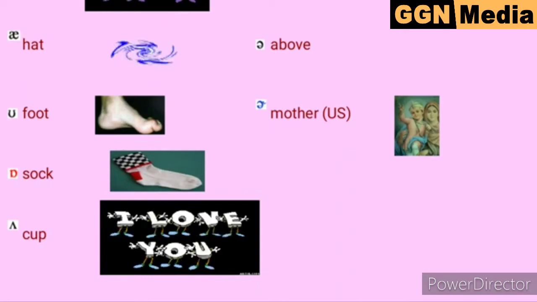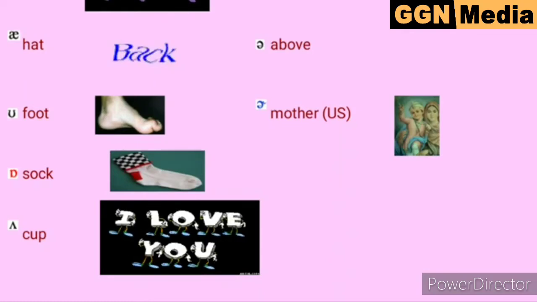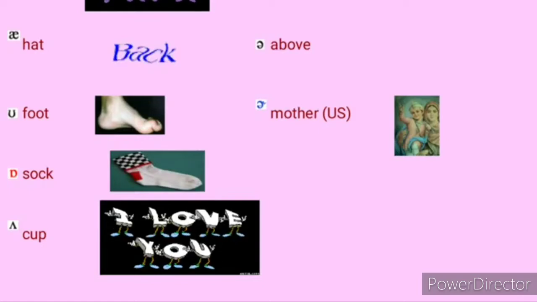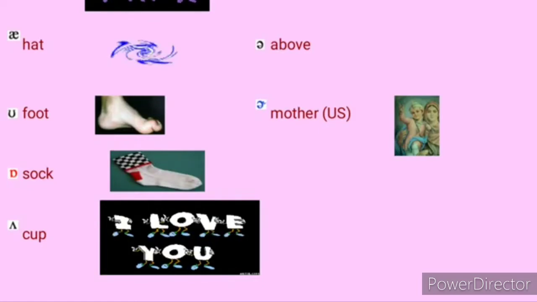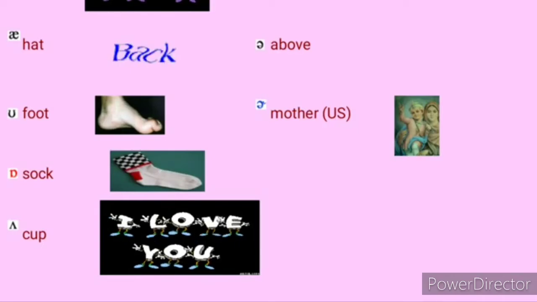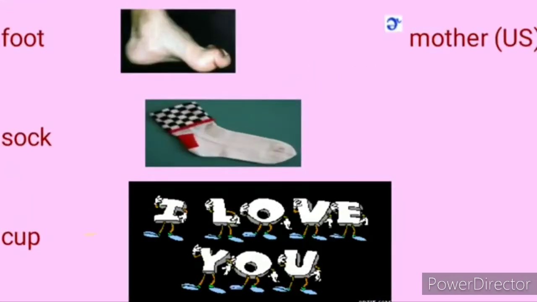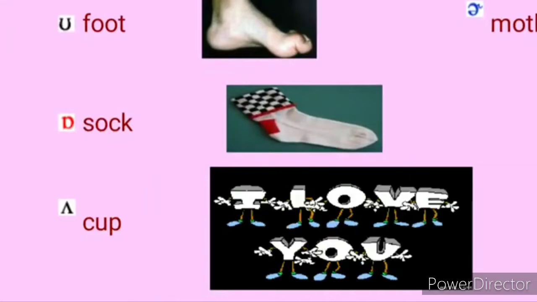One word I have written here is "love". Whenever we say "I love you" to any child, it's not "love", it's "luv". Normally we say "what a lovely child", not "lovely". So the sound is "cup", not "cawp". Right? So you identify the symbol here, please. It's the reverse V here.